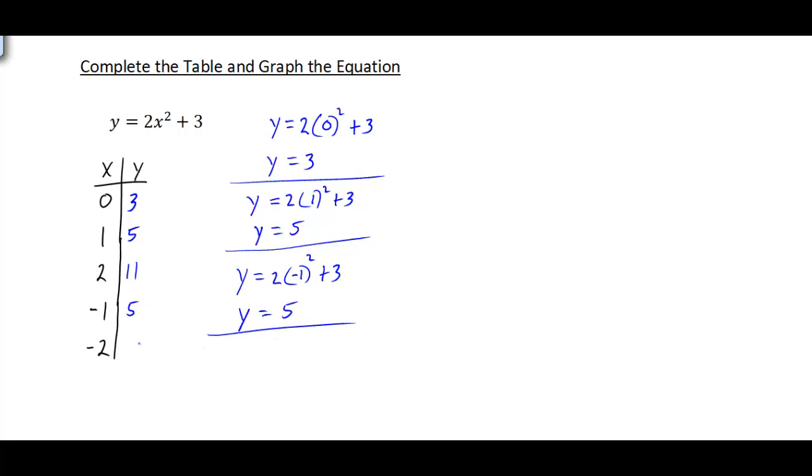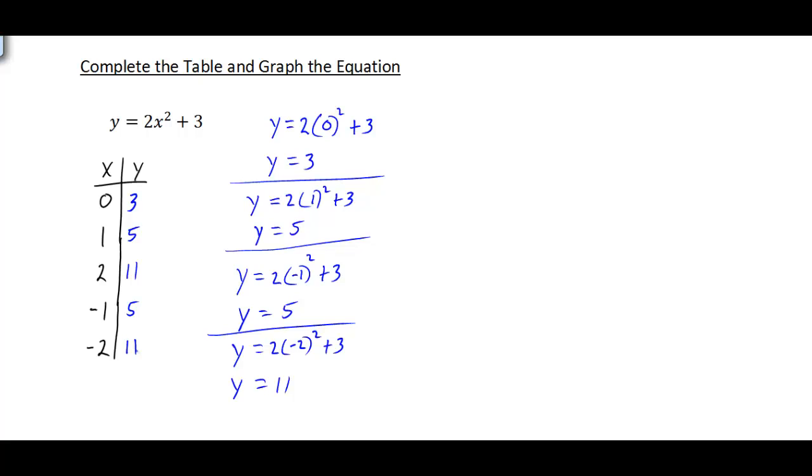And then the same thing is going to happen for the -2. We're going to get y equals 2 times -2 squared plus 3. So again, when you square this -2, that's going to be 4, times 2 is 8, plus 3 is 11.